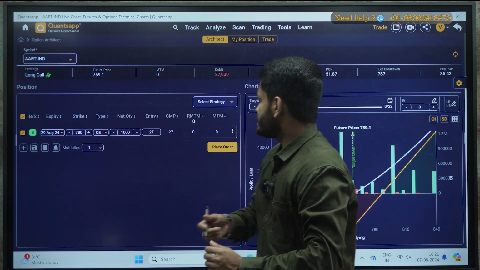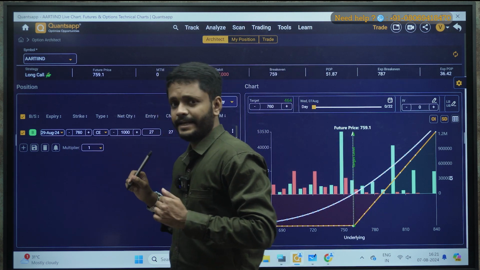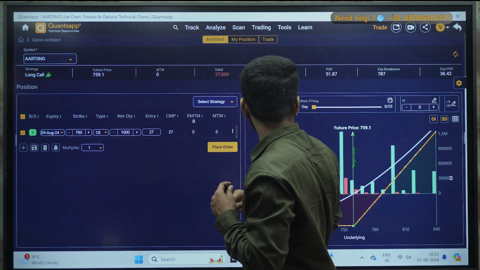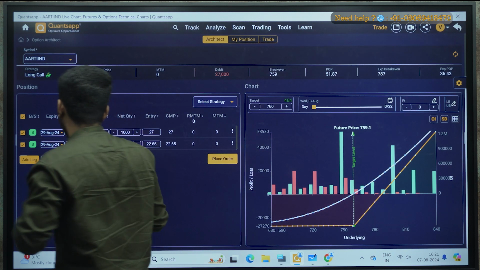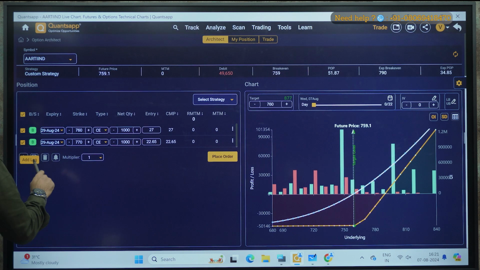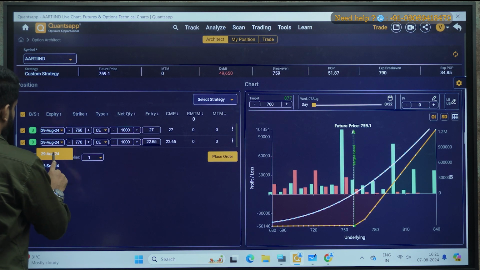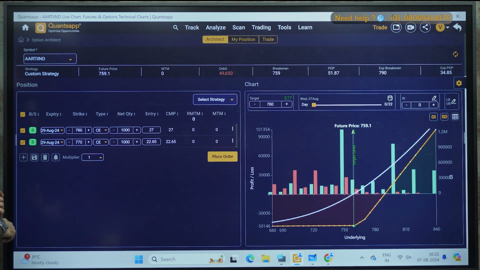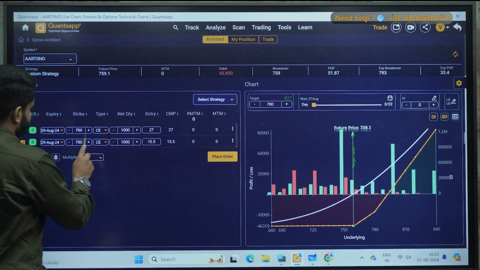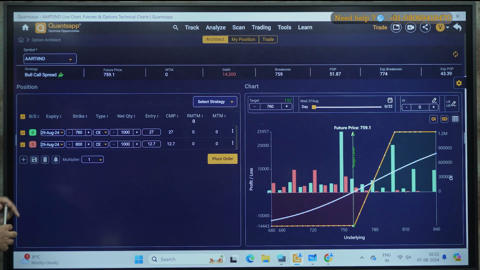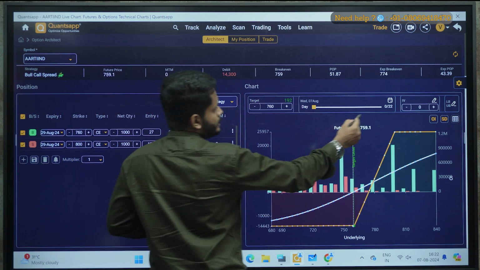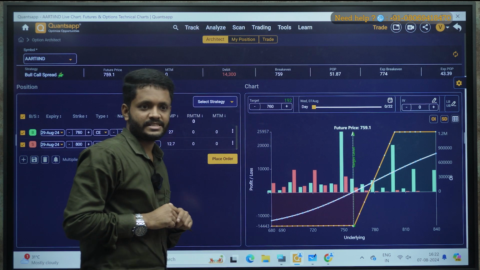Say I will buy the ATM call and sell the OTM call. Correct? ATM has automatically fetched 760 as the ATM call. Let me select another one: 29th August is the expiry, 770. I want 800, because 800 is my target. So I will sell the 800 call. I'll buy ATM and sell OTM. Now here, if you see, there are 22 days left for the expiry.